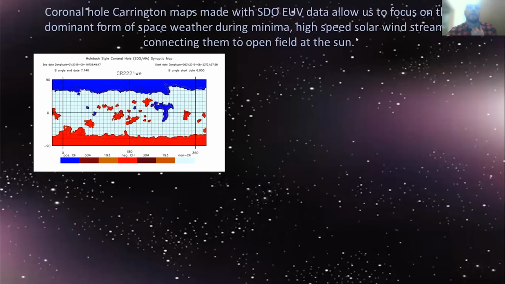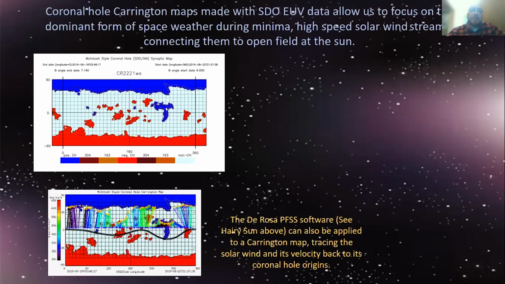All right, so coronal hole Carrington maps made with SDO EUV data allow us to focus on the dominant form of space weather during the minima, high-speed solar wind streams, and connecting them to open field at the sun. Once again, this is an SDO AIA coronal hole map, Carrington map, or synoptic map. That's Mr. T again, our favorite coronal hole. We also made STEREO A maps.